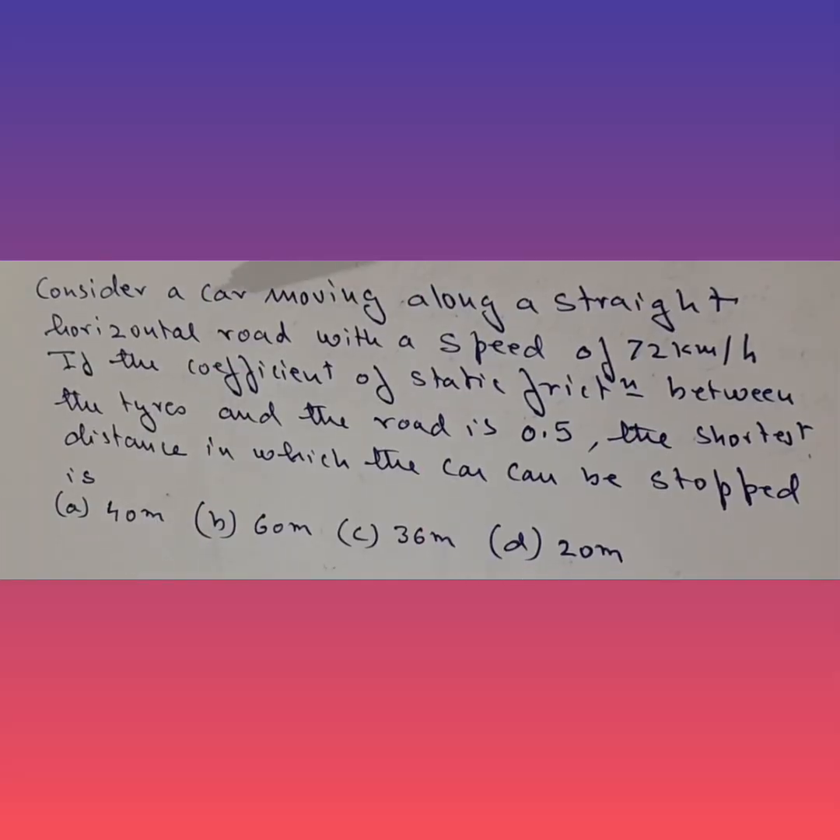Let's try this out. Consider a car moving along a straight horizontal road with a speed of 72 km per hour. If the coefficient of static friction between the tires and the road is 0.5, the shortest distance in which the car can be stopped is, these are the options. Let's see how we move about it.